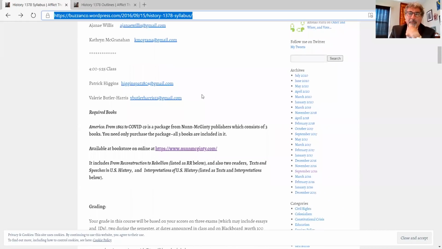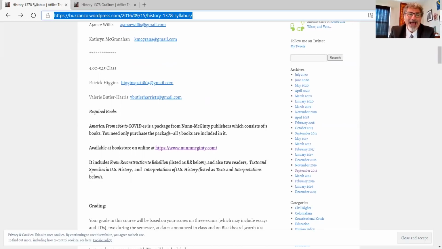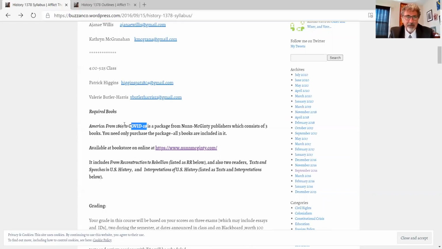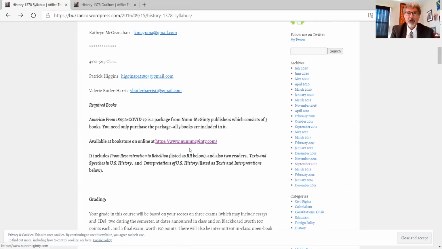The books, I've already gotten a couple emails asking about the books. What's required is a book package, which is called America from 1865 to COVID-19. It's published by Nunn McGinty. That package has 3 books in it. So you're buying one particular thing, this package, America from 1865 to COVID-19, but that's going to have 3 different books in it. So you buy one, you get 3. You can get it at the bookstore. You'll get a code, an access code, I believe. It's an electronic book, or you can buy it online directly from the publisher there.